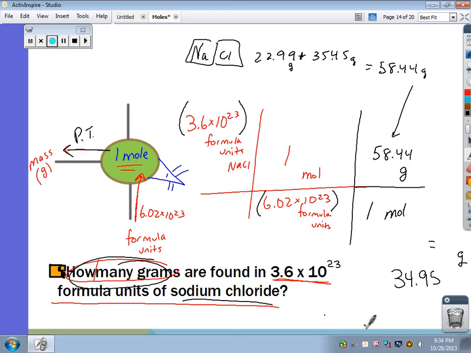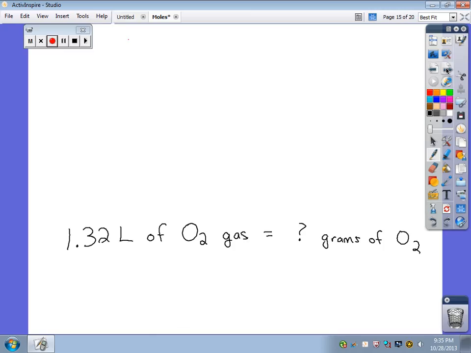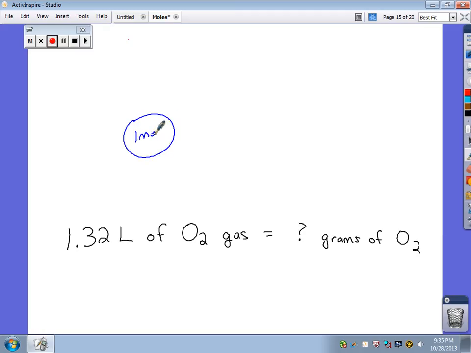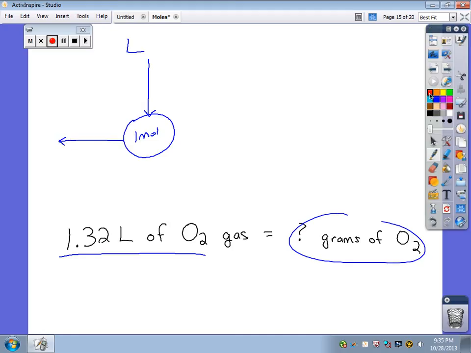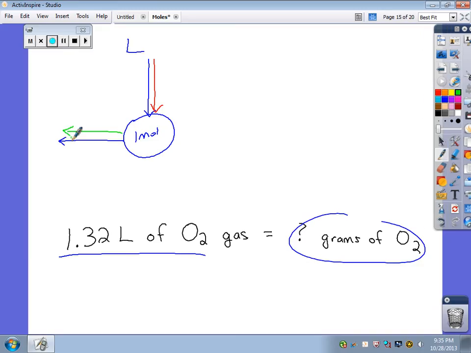Let's go ahead and do one more. I kind of hand wrote this in because I want to give you every single leg of my map. So if you look now, what do you have? You have 1 mole in the middle, all right? And what do you know? You know you have 1.32 liters, so aren't you starting up here and you're going down to moles? You don't know grams, so then you're going to go over here. This is step 1, and this is step 2. So what are you going to do?